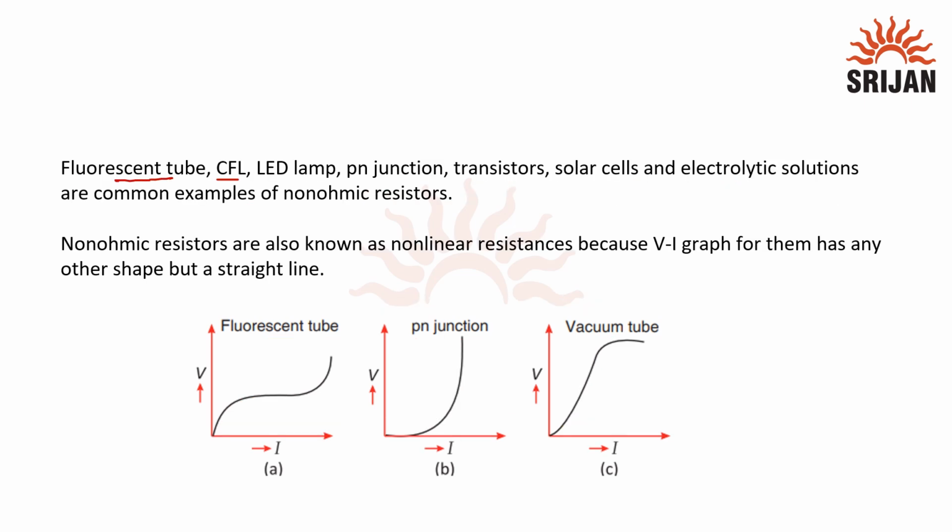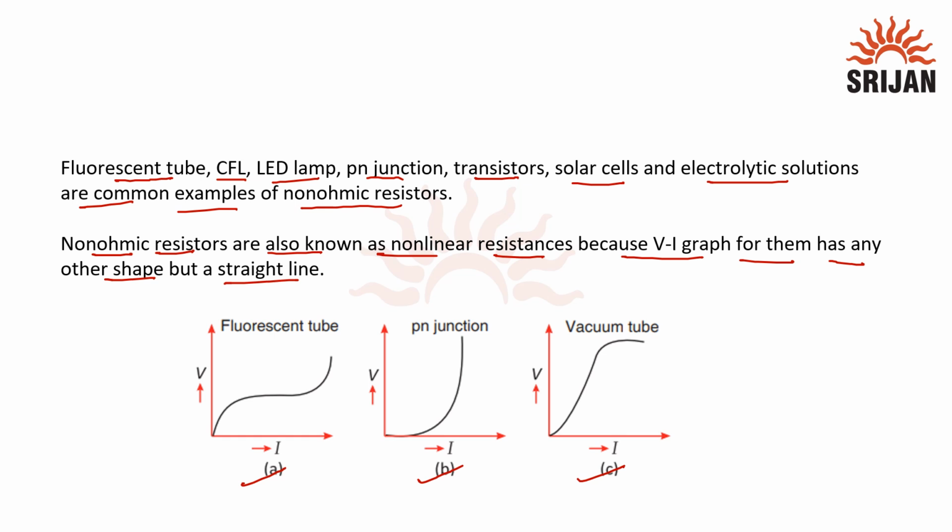Fluorescent tube, CFL, LED lamp, PN junction, transistors, solar cells and electrolytic solutions are common examples of non-ohmic resistors. Non-ohmic resistors are also known as nonlinear resistors because the VI graph for them has any other shape but a straight line. Here we can observe the same thing. So all these have a shape other than a straight line. Hence, these are non-ohmic resistors, also known as nonlinear resistors.